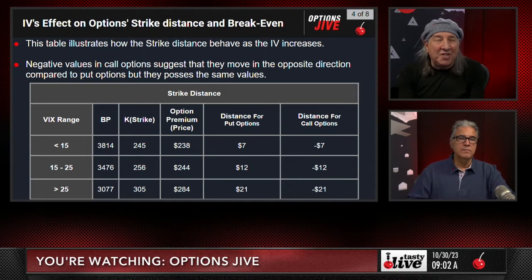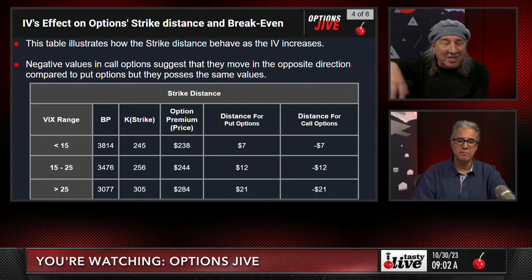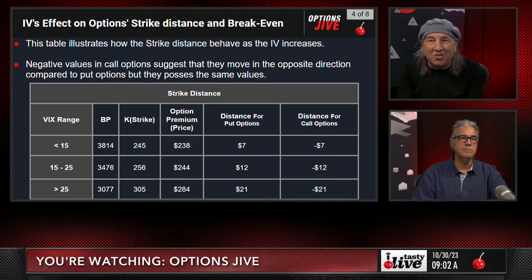for put options is 7 points in the SPY, 7 strikes. When it's over 25, the same distance, 21. Huge difference. Right now, we're in that 12 range. So that's why you want to be putting positions on right now, because it's attractive.